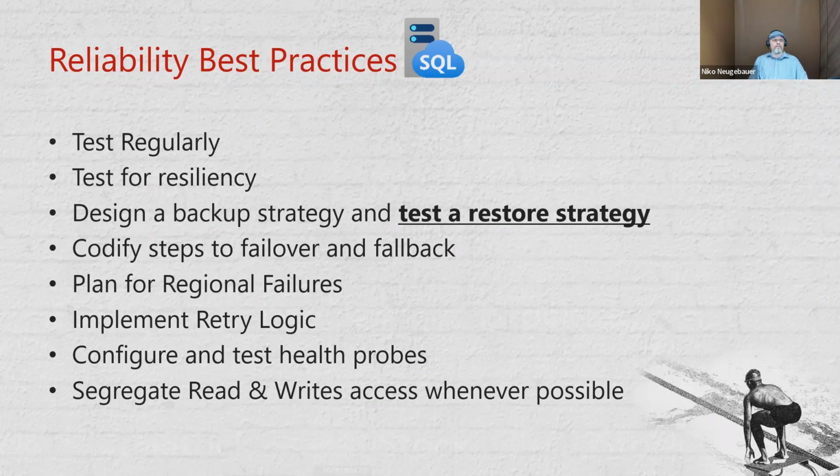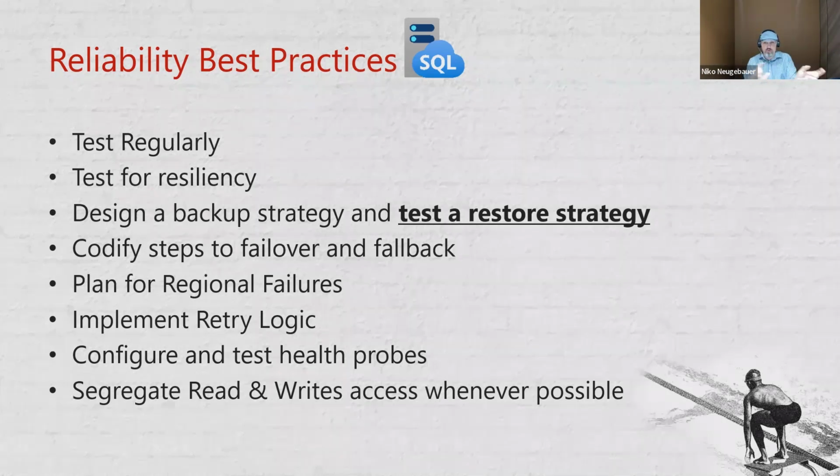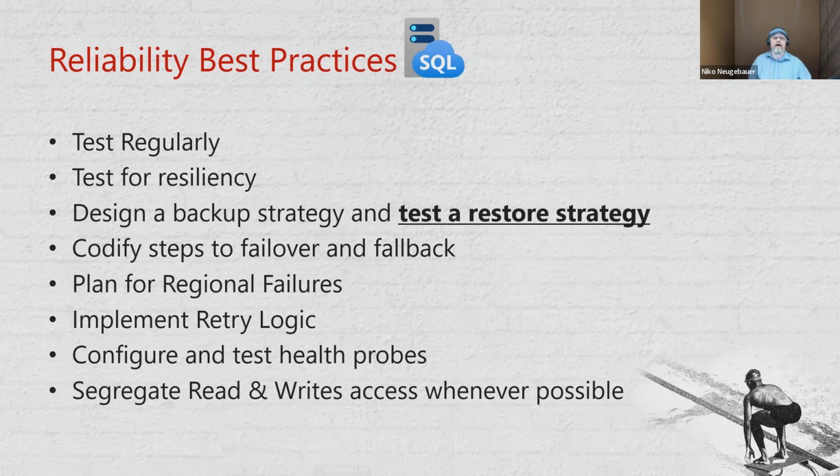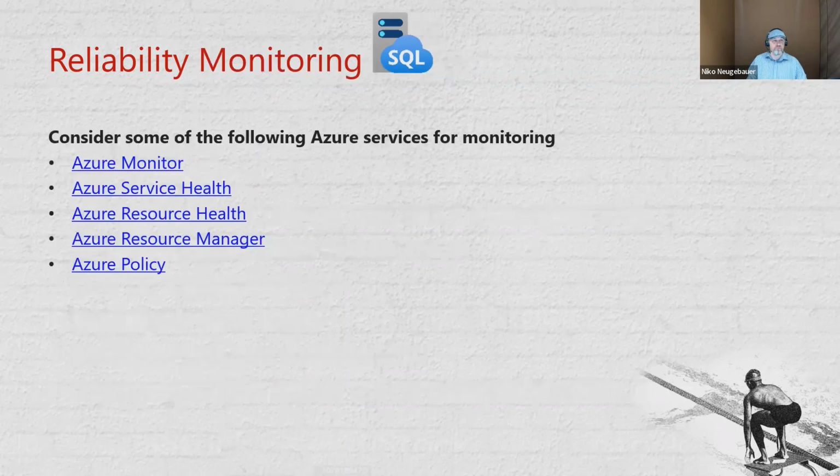Codify steps for failover and fallback, plan for regional failures, think about auto failover groups. It's an absolutely amazing feature. Implement retry logic for the cloud. If we are doing maintenance, and we do have maintenance windows where you can define when we will do that, you still need to implement the retry logic. We also release drivers which support easy implementation of the retry logic. Configure test health probes and segregate reads and writes with the help of auto failover groups.